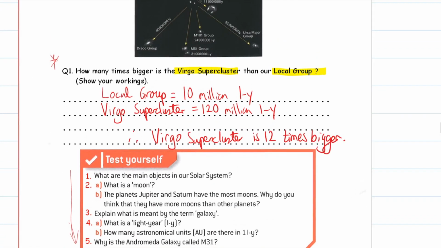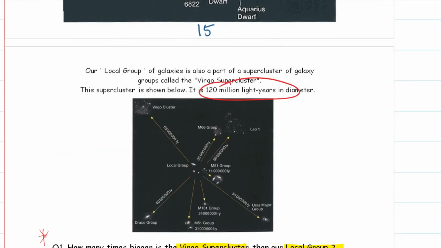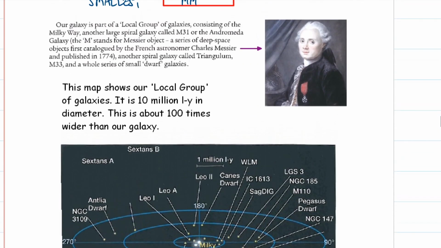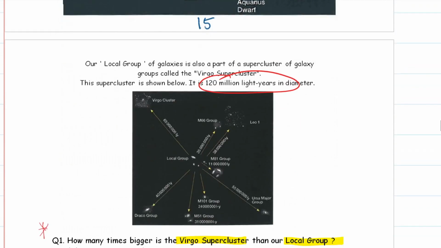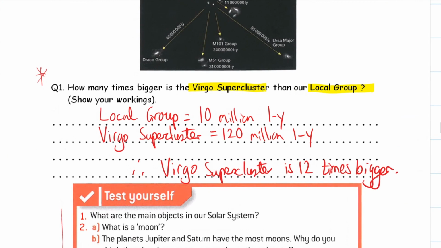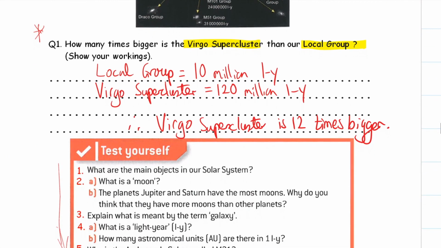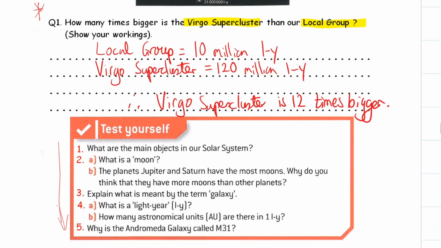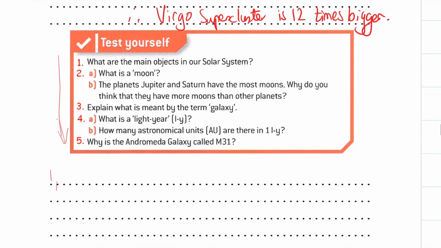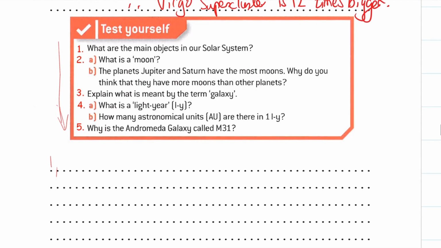Right, I've done question 1 for you. You just needed to look above and pick out some of the data in your booklet. The local group is 10 million light years. Virgo supercluster, 120 million light years. Therefore, the Virgo supercluster is 12 times bigger. I'm not going to write the answers down for 1 to 5. I'll give you the verbal answers so you can check yours against them.